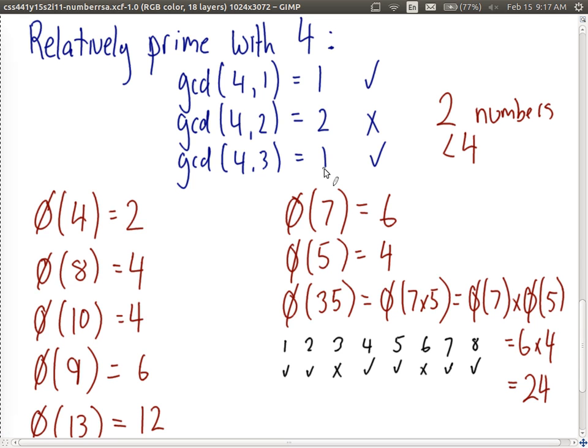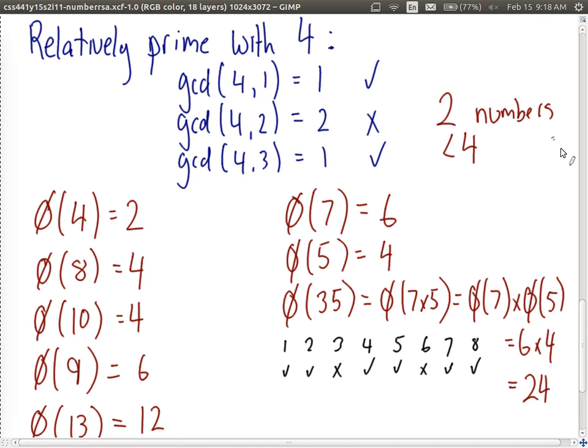The number of numbers less than n and relatively prime with n is called Euler's totient. And we use this symbol to say the totient of 4 equals 2. We calculated some others. The number of numbers less than 8 and relatively prime with 8, there were 4 numbers. So the totient of 8 is 4. So we had those two in the previous examples, and then we did a couple of others.